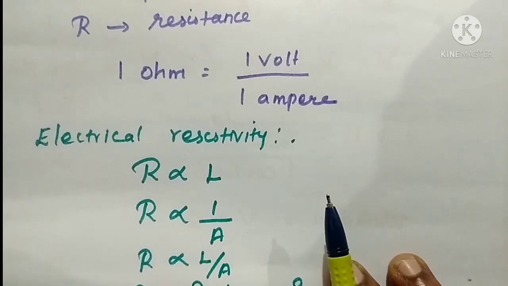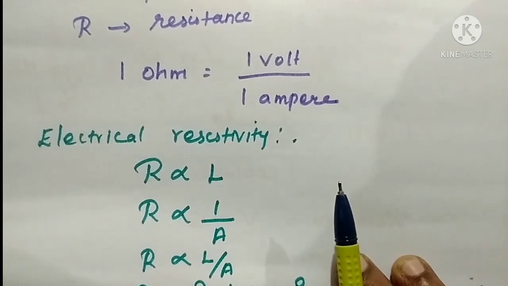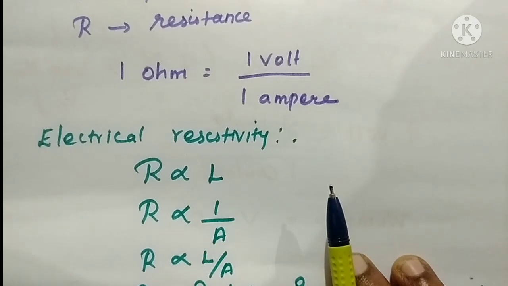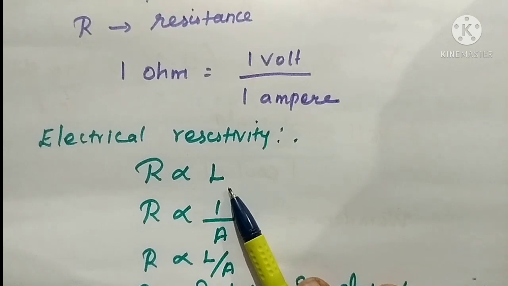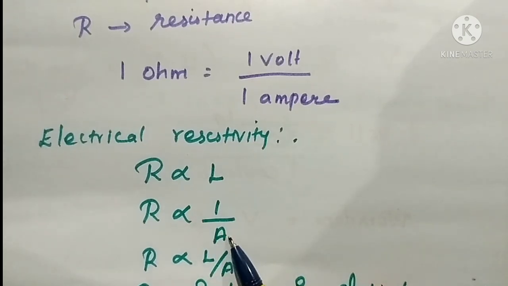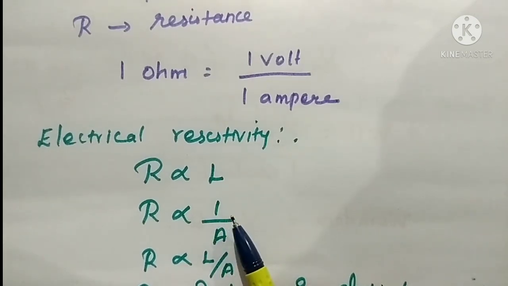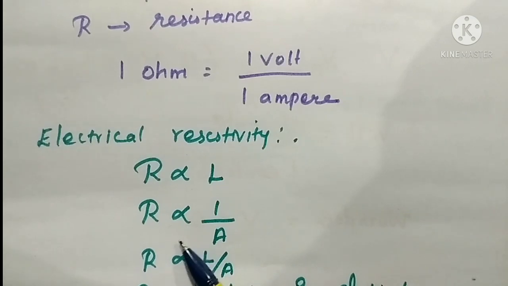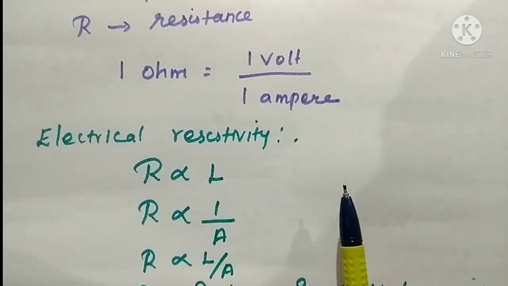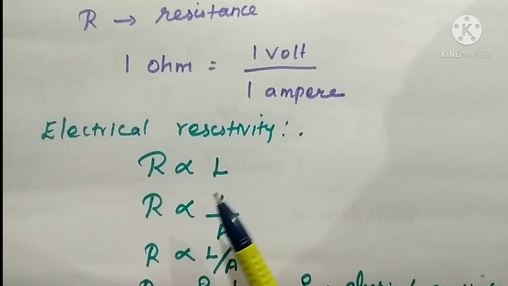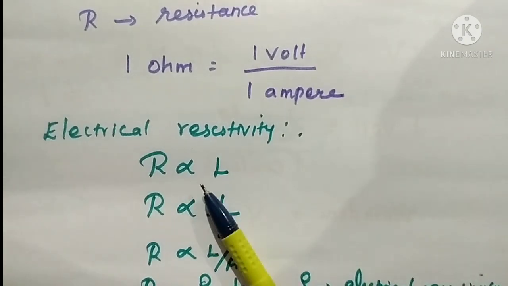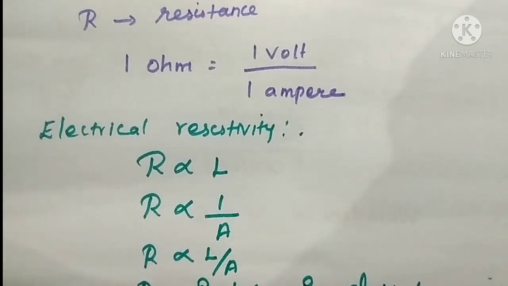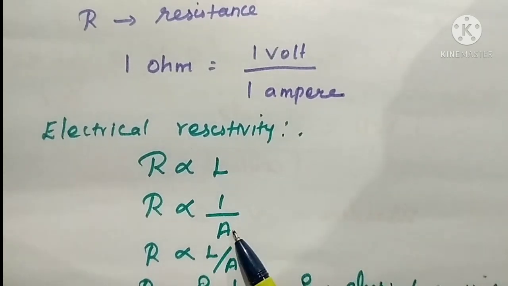Okay, so next one, what is meant by electrical resistivity? You all know what resistance is, and we studied the unit also. Now what is electrical resistivity? Resistance is directly proportional to the length of the conductor and inversely proportional to the area of the cross section of the conductor. That means if the thickness of the conductor increases, the resistance value will decrease. We already discussed that. Resistance is directly proportional to length, so if length increases, resistance also increases. And it is inversely proportional to what? Area of the cross section.